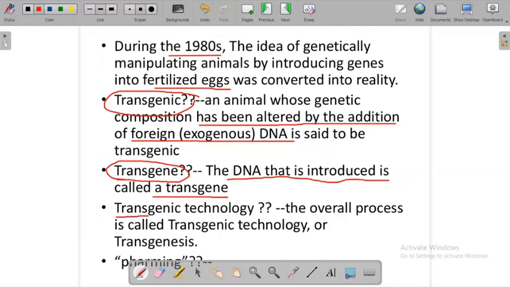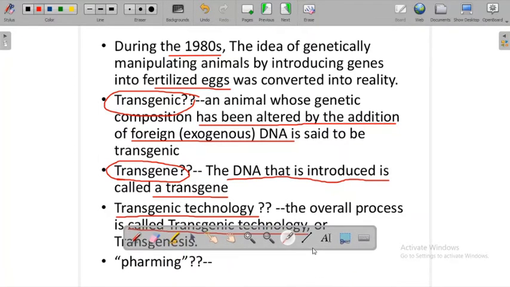Then transgenic technology is the overall process: the inoculation of the transgene, then cultivation of these organisms, then increasing the breeding capability and getting a heavy amount of the population of that particular transgenic animal. All of this is called transgenic technology. The next thing that comes up is what is meant by farming.